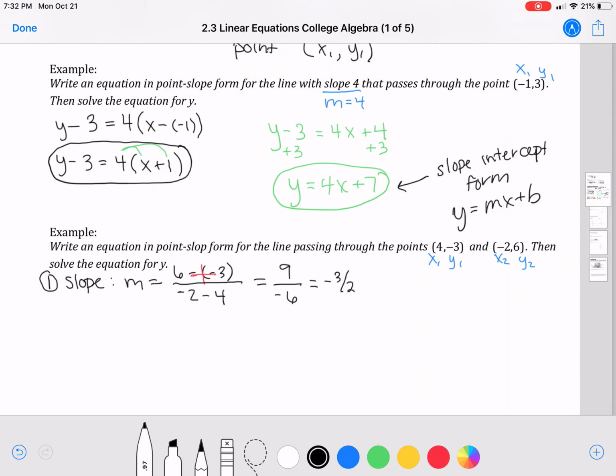Okay. So now you have options for our point slope form. It doesn't matter which point you use.